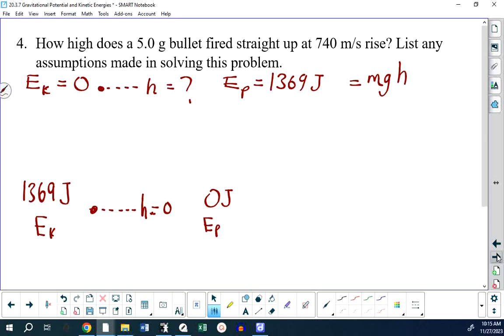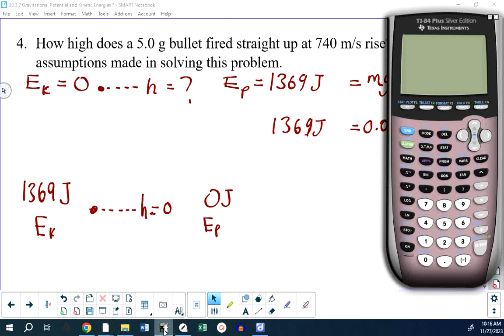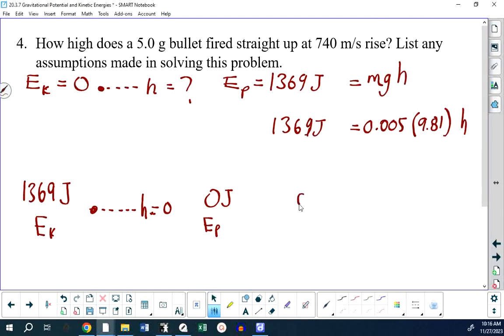Which would mean we would have 1,369 joules equals 0.005 times 9.81 times the height. So you're going to have to divide 1369 by the 0.005 and divide it as well by the 9.81. And you should know me by now, I would just do this in 2 steps. If you want, you can put the product of those numbers in brackets. Look at that. 2.8 times 10 to the 4 meters.